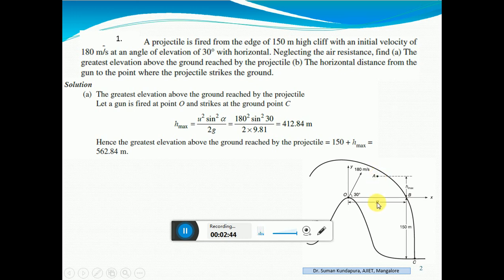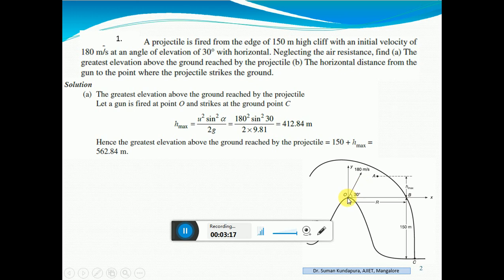So let us calculate first the H max, whose equation you already derived in the previous video lecture: u squared sine squared alpha divided by 2g. Here u is the initial velocity of the projectile, given as 180 meters per second, and alpha made with respect to the horizontal is also given, that is 30 degrees. Substitute in this and find out the H max distance.